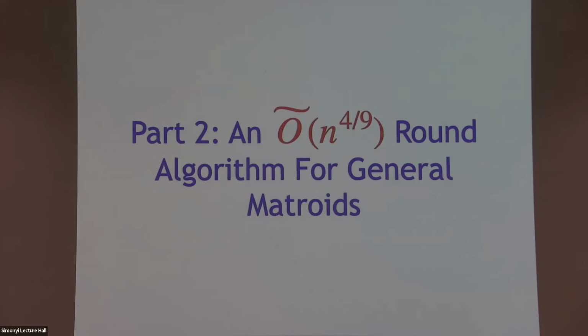All right, so now with that established, hopefully we have some intuition for how things work in partition matroids. Now I'll briefly describe how things work in the general matroid case. As I mentioned before, I won't give you a complete proof of the n to the 3/7, and I won't even give you a complete proof of the n to the 4/9 round algorithm, but I'll at least hopefully give you some intuition about how things work in this setting.